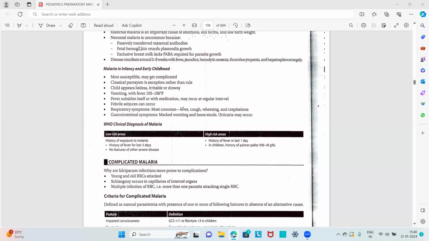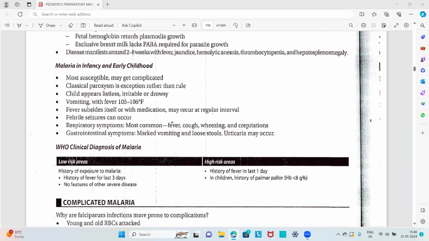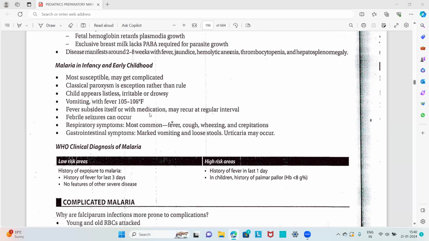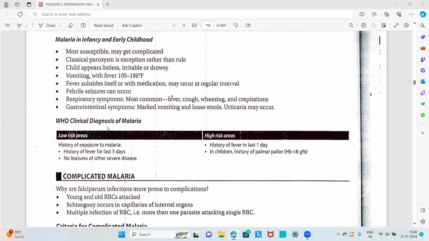In infancy and early childhood, malaria is most susceptible and may get complicated. The classical paroxysm is the exception rather than the rule. The child appears listless, irritable, or drowsy, with vomiting and a fever of 105 to 106 degrees Fahrenheit, which subsides by itself or with medication and may recur at regular intervals, and febrile seizures can occur. Respiratory symptoms, most commonly fever, cough, wheezing, and crepitations, occur. Gastrointestinal symptoms also occur, marked vomiting and loose stools, and urticaria may occur.